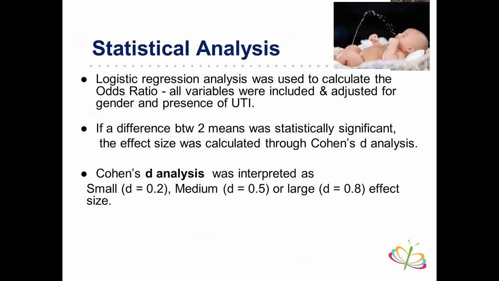If a difference was noted between the two means that was statistically significant, the effect size was calculated through the Cohen's-d analysis. Cohen's-d analysis is interpreted as small effect, which is around d equals 0.2, medium effect, which is d equals 0.5, or a large effect with d equals 0.8.